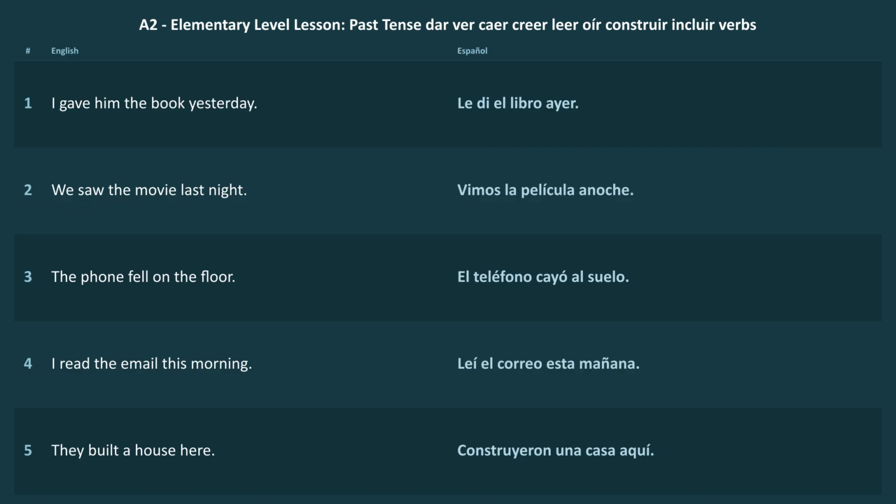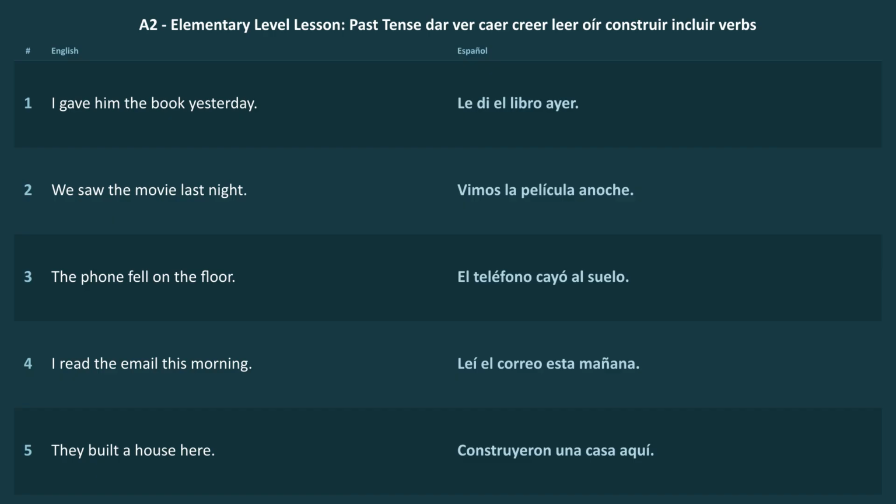Oí un ruido extraño. Very good. Oí un ruido extraño. Ruido is noise, and extraño means strange. Useful little combo. Now one tiny pronunciation note. Oí has two clear vowel sounds. O-E. Don't crush it into one syllable. Let it breathe a little.